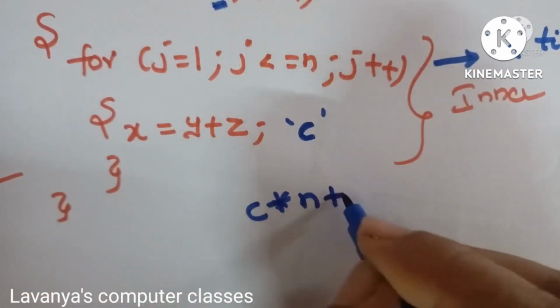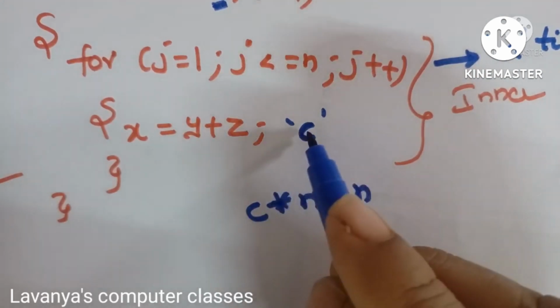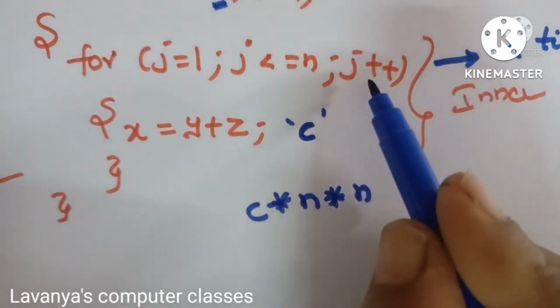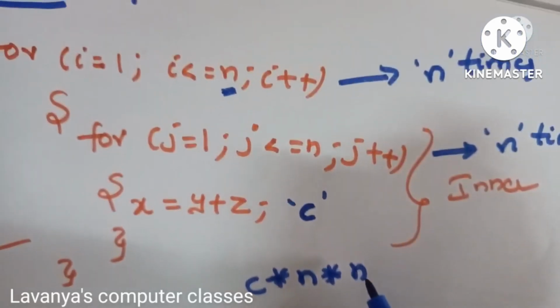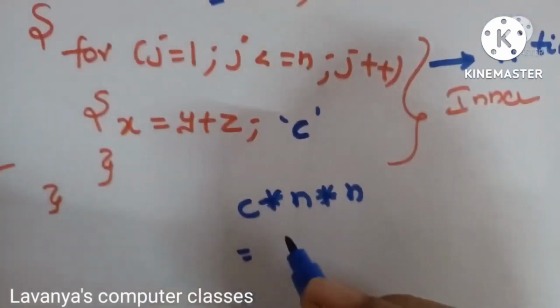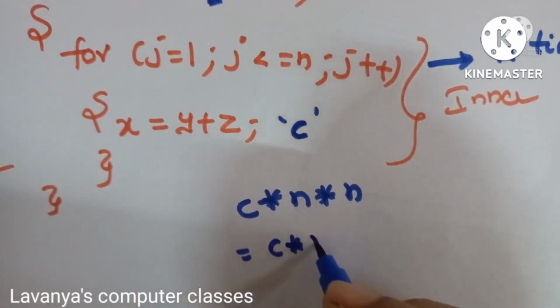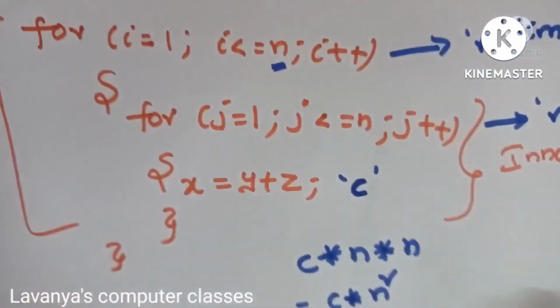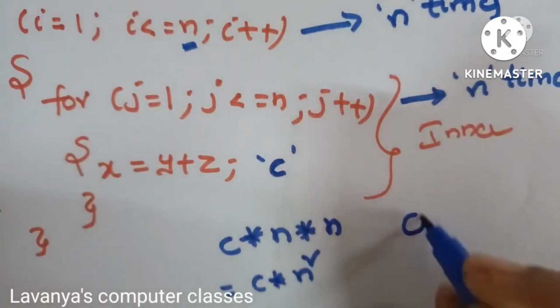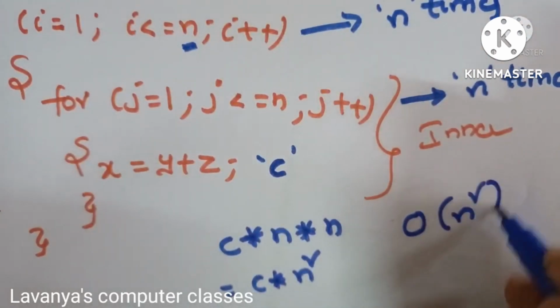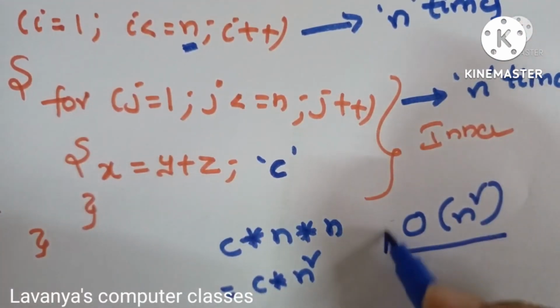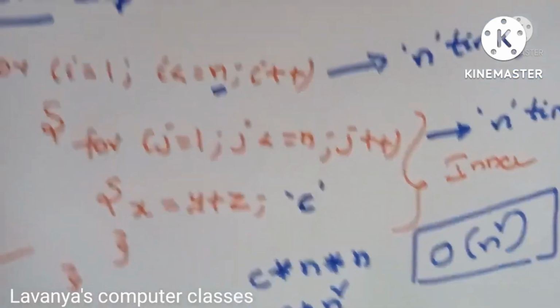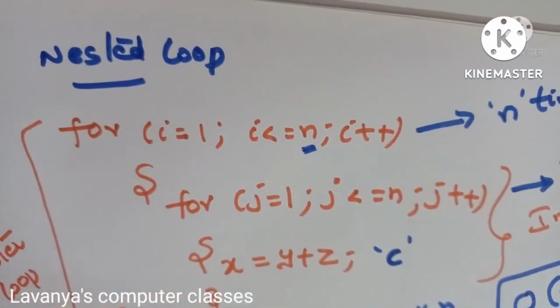Okay, so totally how much time we require? C, a constant, into the inner loop n, into the outer loop n. C into n into n. n into n is n square. So C into n square. So what time complexity do we require? That is big O of n square. For executing a nested loop, we need O of n square. That is the time complexity of a nested loop.